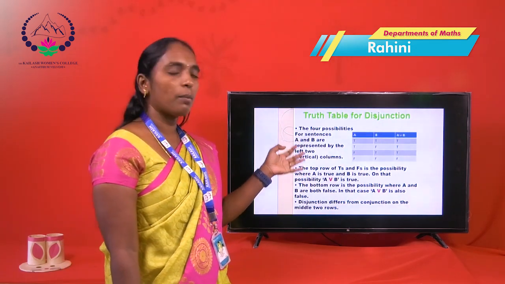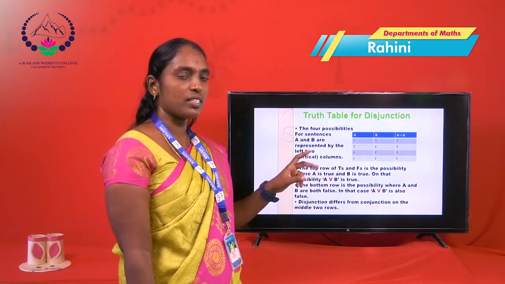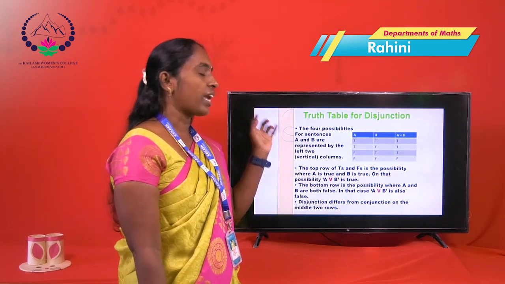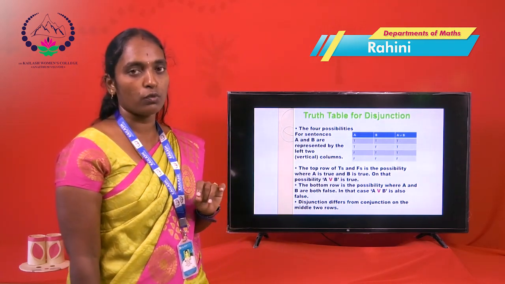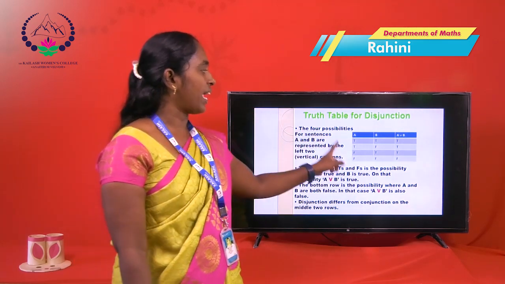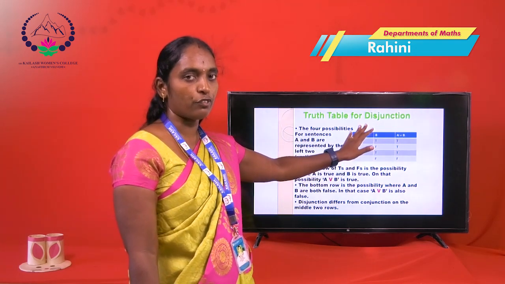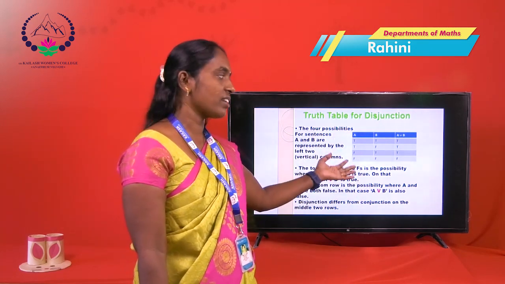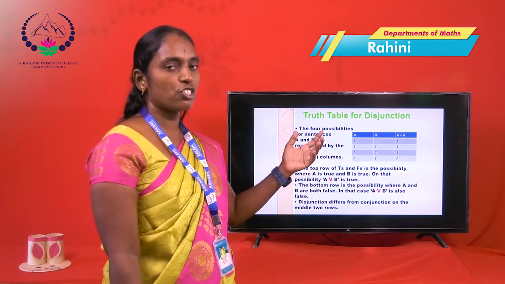Next, how to form a truth table for disjunction. Here also we take two statements, A and B. The difference between conjunction and disjunction is that if either A or B has the truth value T, then A or B has the truth value T. Otherwise, it has the truth value false. In disjunction, only when A has the truth value false and B has the truth value false, then A or B has the truth value false. Otherwise, it has the truth value true.